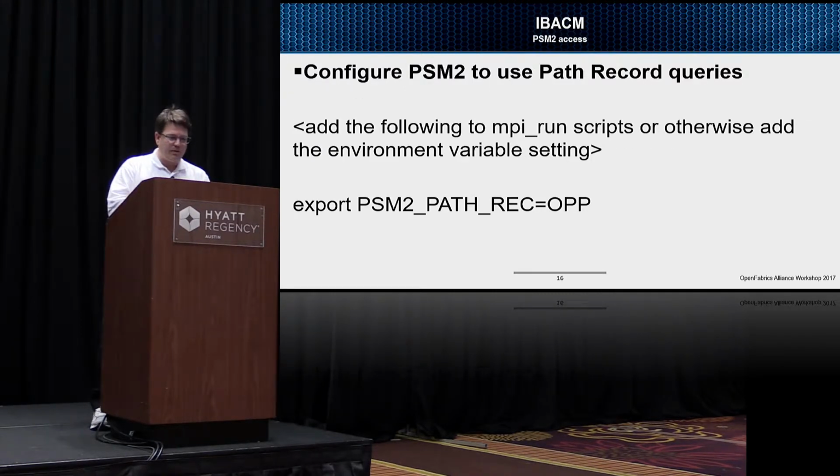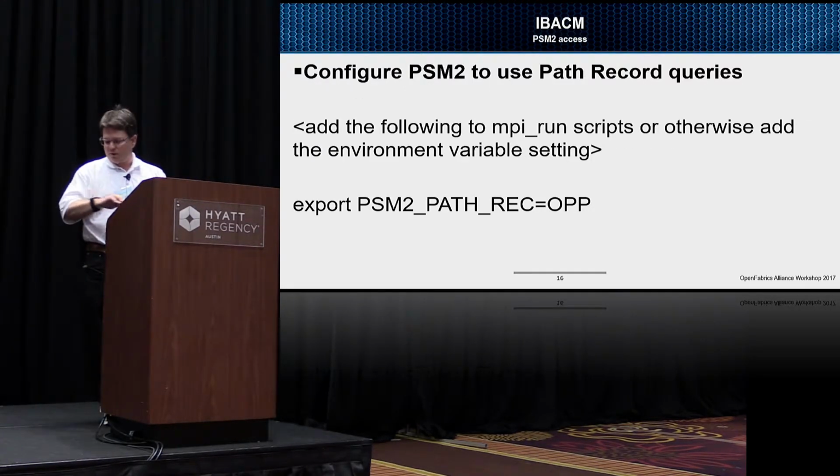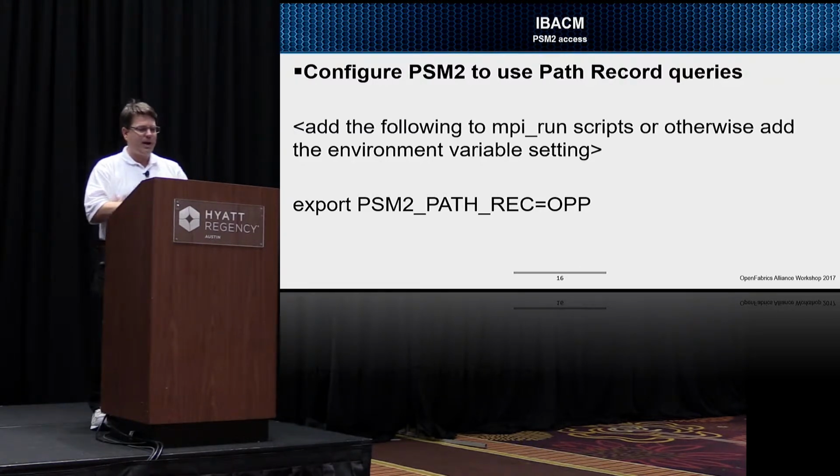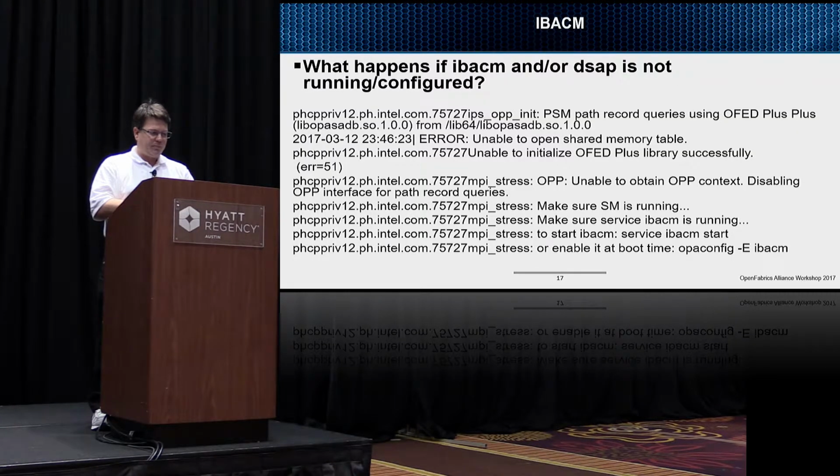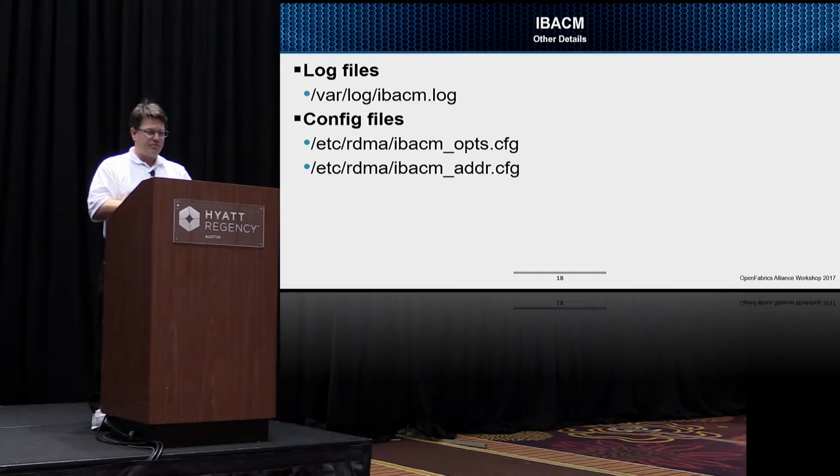So I'm going to give an example of how to use PSM2. I mentioned that there's this other higher speed path that we have in the shared memory database for PSM2. So with the PSM library, there's an environment variable to export, and you can do this in your MPI run scripts or set it in your environment. And if you don't do this, here's the error you will get if you turn on this environment variable and run PSM without DSAP running. So I just threw that in the slides as an example for people to reference later.